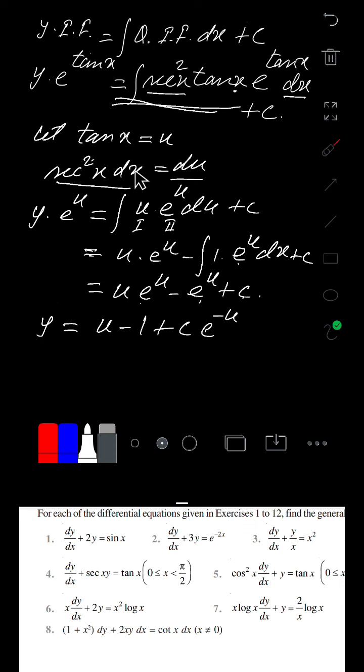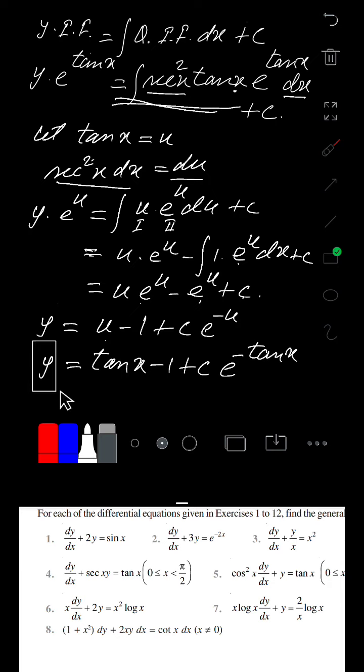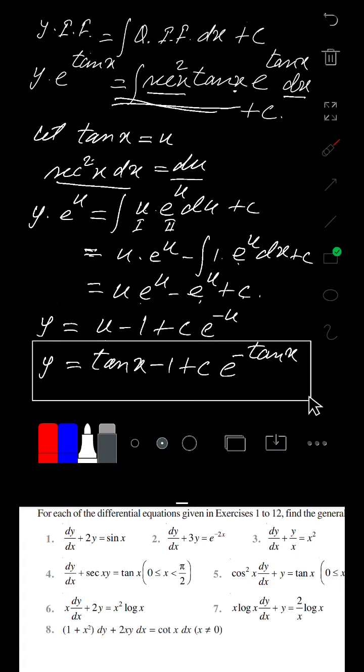And finally, we have to replace u by tan x, because our final answer must be in the same variable which was given in the question. So u as tan x, so we have y is equal to tan x minus 1 plus c e raised to the power minus tan x. And this is the required solution of the given differential equation.